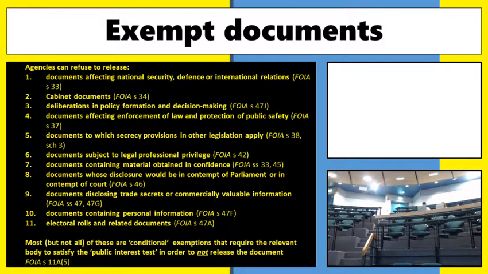Now, some of these are going to seem pretty straightforward. Cabinet documents, they're things that don't need to be released under an FOI request. Electoral rolls, things at the bottom. Some of them, though, are going to be a little bit tricky. Things involving secrecy provisions, deliberations and policy formation, documents affecting enforcement of law and protection of public safety, trade secrets, material obtained in confidence, and documents containing personal information.